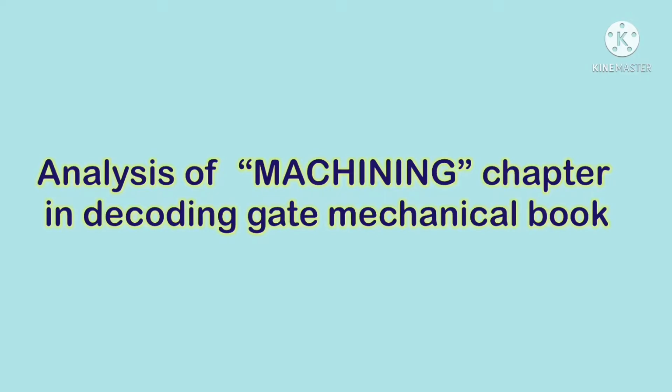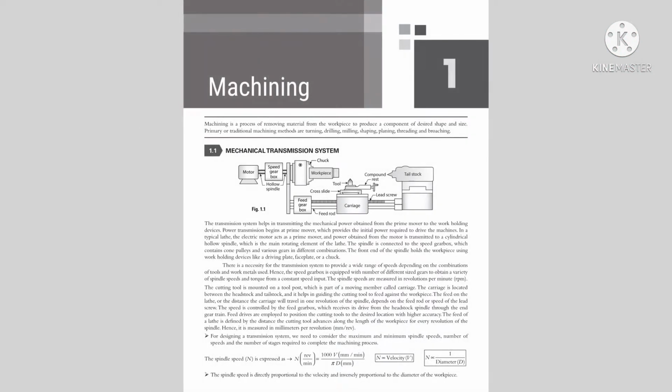Today we are going to analyze the machining chapter in the Decoding GATE Mechanical book. The machining chapter is introduced by giving a small definition followed by some examples of traditional machining processes. Under machining, the first topic is the mechanical transmission system, which is explained with the help of a diagram.